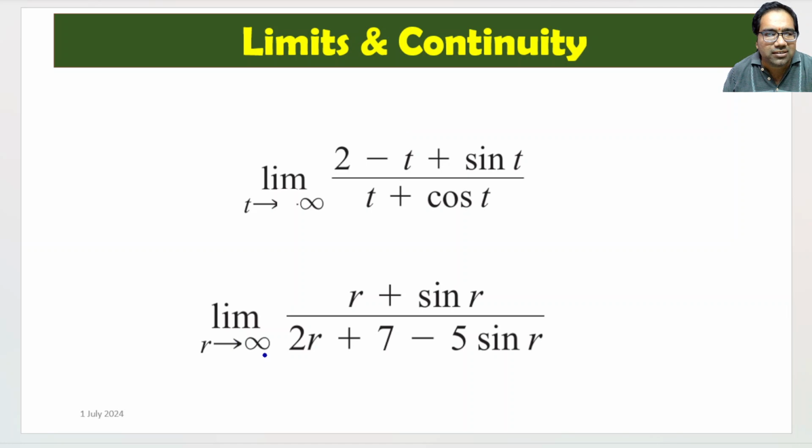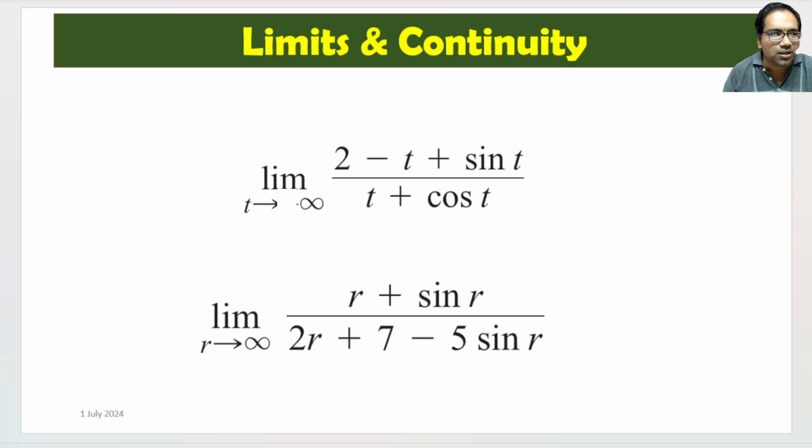Similarly, r tends to infinity here also. This sin r, these are very insignificant, plus or minus 1, here plus or minus 5. This 7 is also very, very small. It doesn't matter in the large scheme of things, when r is very, very big, this 7 is nothing. So what are the significant terms here? This r and this 2r. So this limit will tend to 1 by 2.